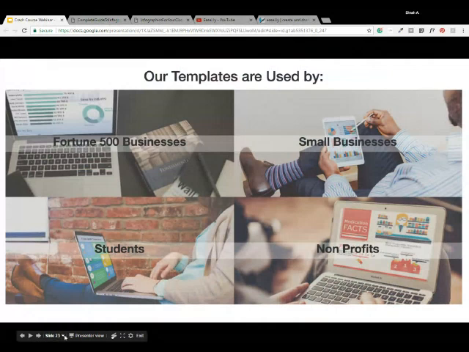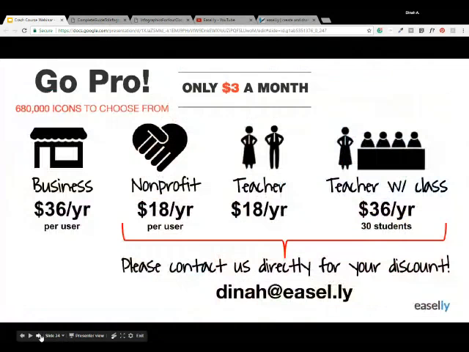We have small businesses and entrepreneurs using them. We have students and even nonprofit organizations using our templates. So there really is something for everyone in Easly Designer. Now, I mentioned that it is only $3 a month. It's $36 a year per user. And again, that gives you access to all of those graphic images, the templates.